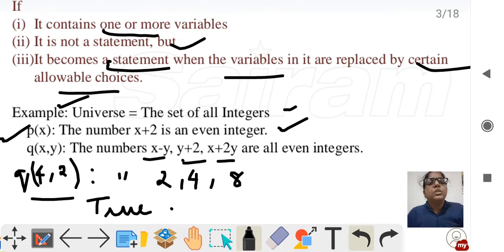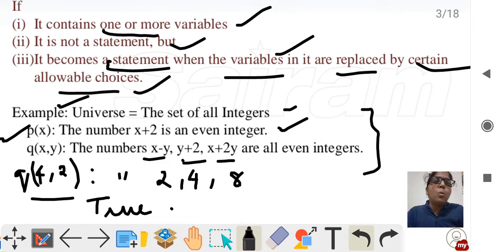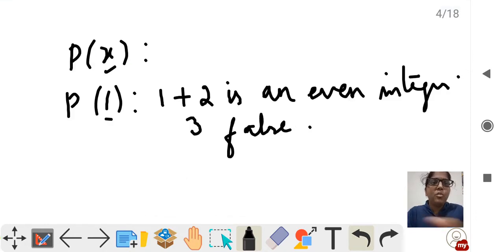Okay. So this is an open statement. Q of x comma y is an open statement. Here it contains two variables. One or more variables should be there. You have to replace these variables by certain allowable choices. These two are called open statements. Okay. Examples of open statements.